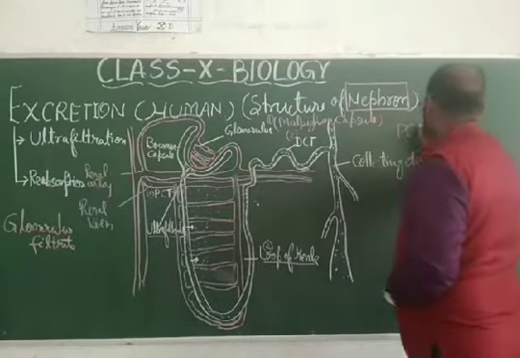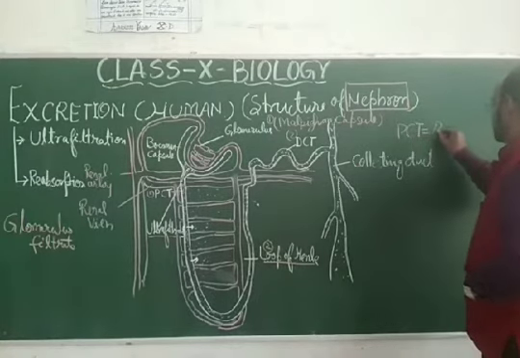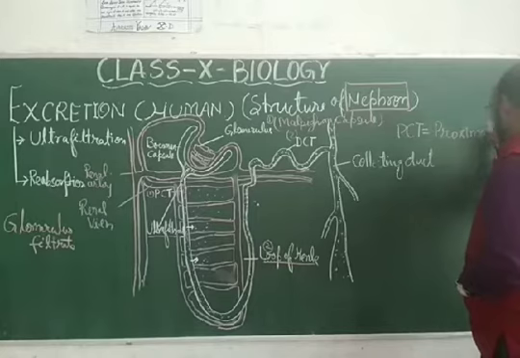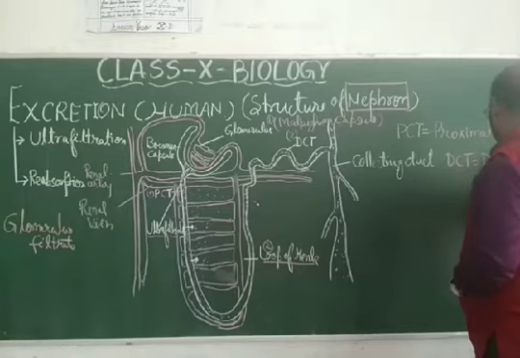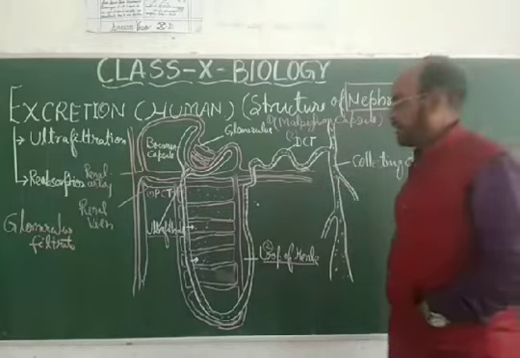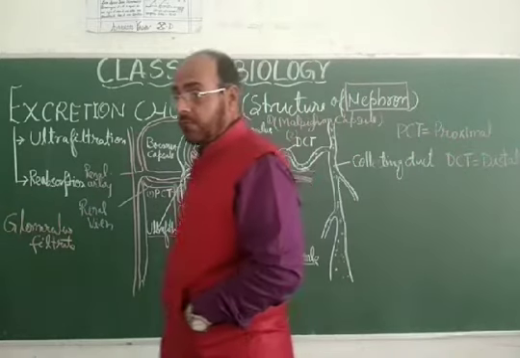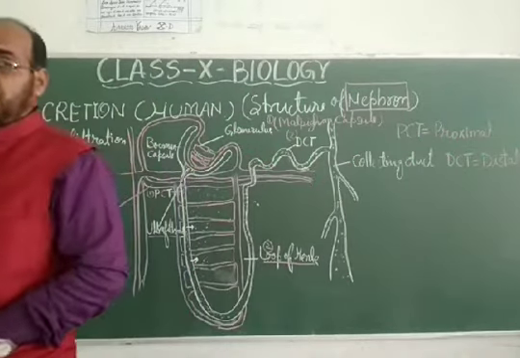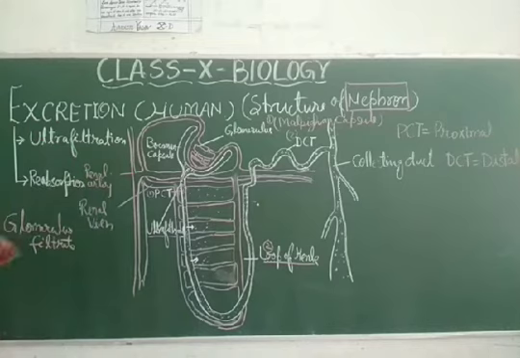PCT is the proximal and DCT is the distal. The starting point of this tubule is the proximal and the end point is the distal. This tubule-like structure is responsible for the second step of excretion, and that step is called reabsorption.